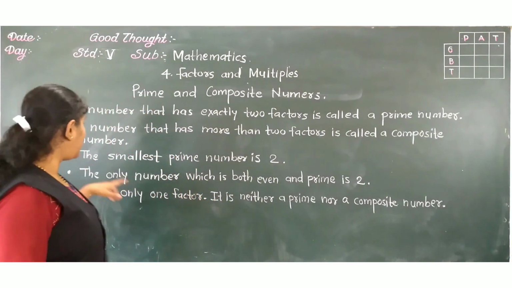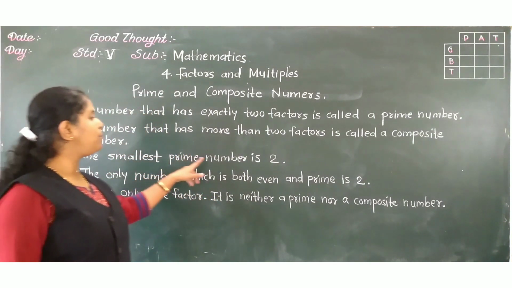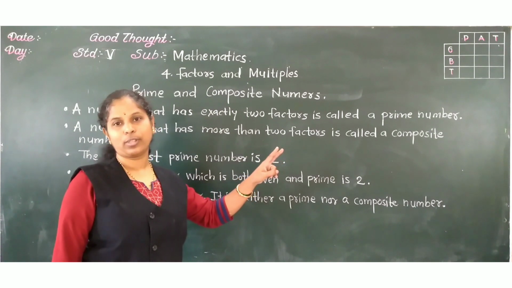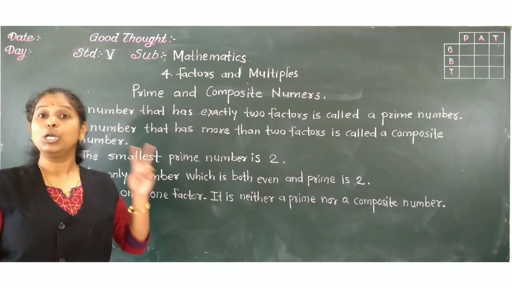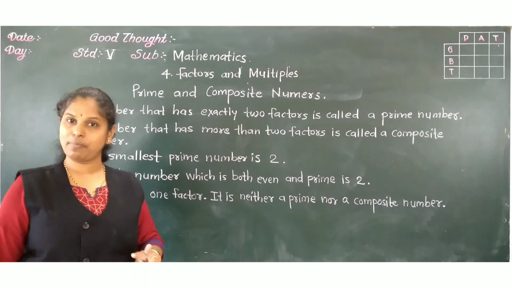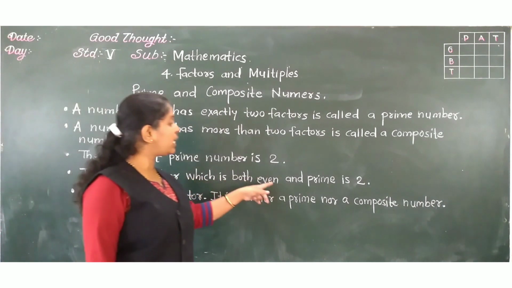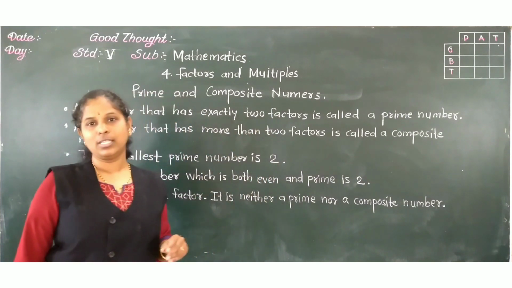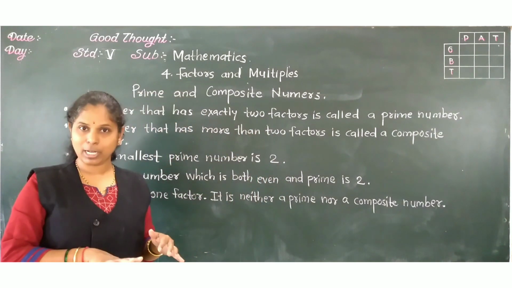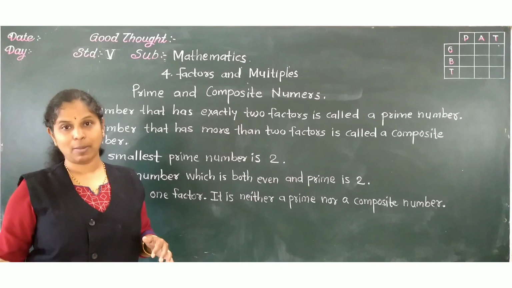Next, the smallest prime number is 2. Which is the smallest prime number? 2. Now, the only number which is both even and prime is 2. See students, 2 is an even number and it is a prime number also.